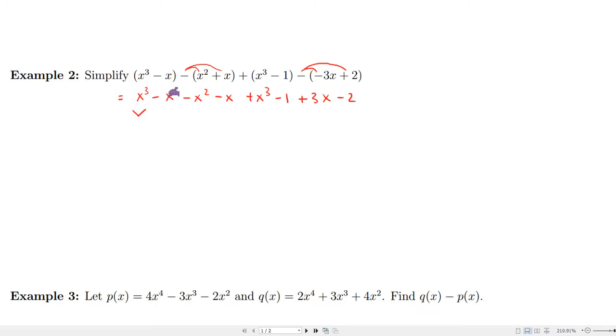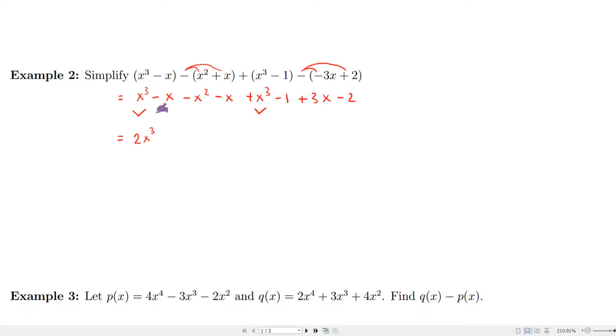But we have an x cubed. Where else do we see x cubed terms? So none here, but we have one here. Are there any more? No. So these two will combine, and the coefficients are 1s here, right? So a 1 and a 1. So if you add these, we will have 2 of them, right? So we have 2x cubed.